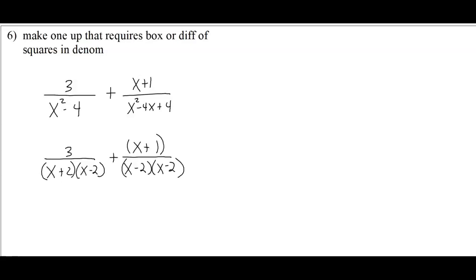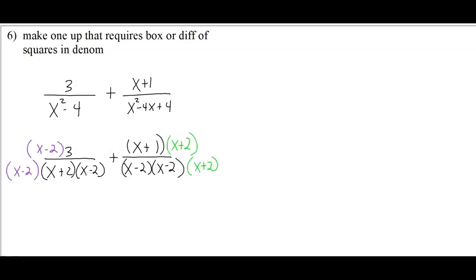So this is what you guys should have gotten after the first step. The first step is to factor the denominators. Now on the bottom left, we have a difference of squares. X squared minus 4 becomes x plus 2 times x minus 2. The denominator on the right side is a box problem, and if you did the box correctly, you would have gotten x minus 2 times x minus 2. All right, go ahead and pause the video here and see if you can figure out what the next step is and do that.